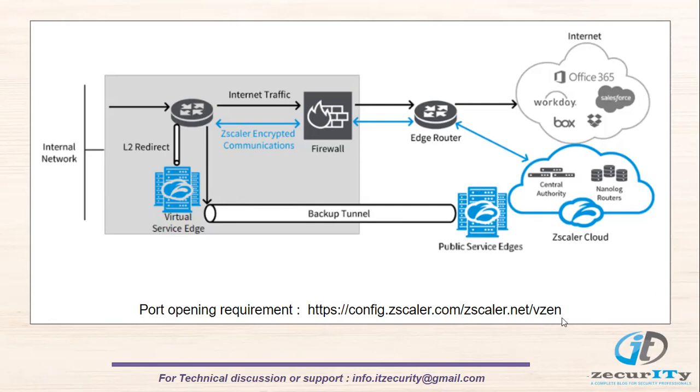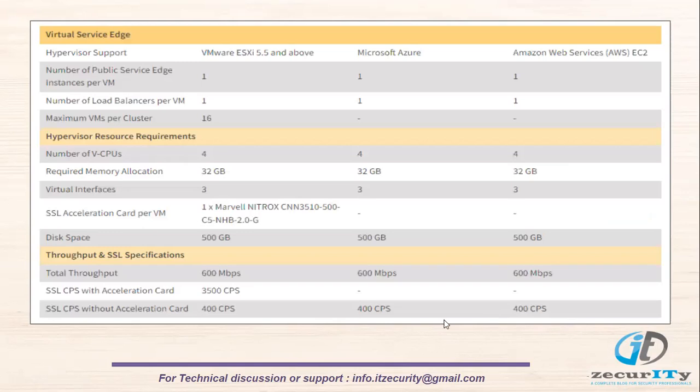The port opening requirements are there. Certain ports need to be opened. You have to go to this path and understand what the required ports are to be opened over there. These virtual service edges can be deployed on the VMware infrastructure, Microsoft Azure, and AWS platforms. So these are the typical requirements.